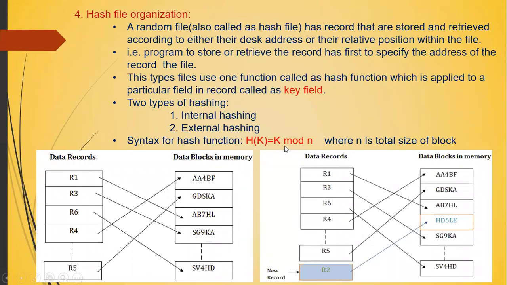With the help of this key field, we can use the hash function, that is h of k equal to k mod n. Here mod returns the remainder. N is the size of a block, and k is the corresponding key field. Okay, this is the hash file organization.